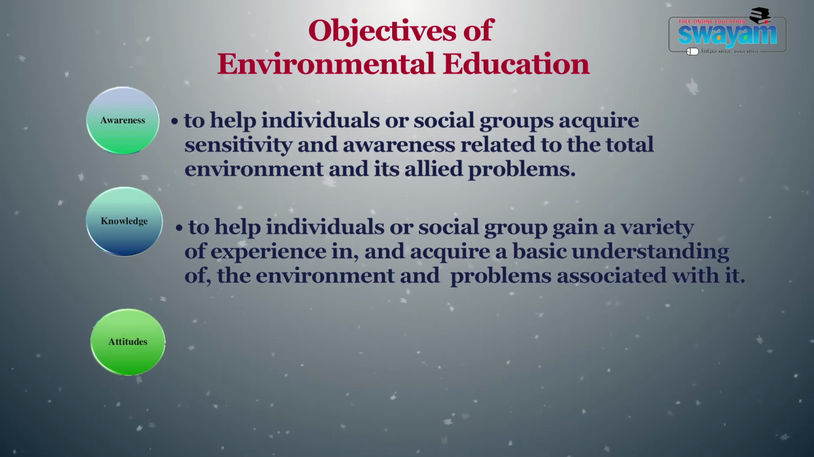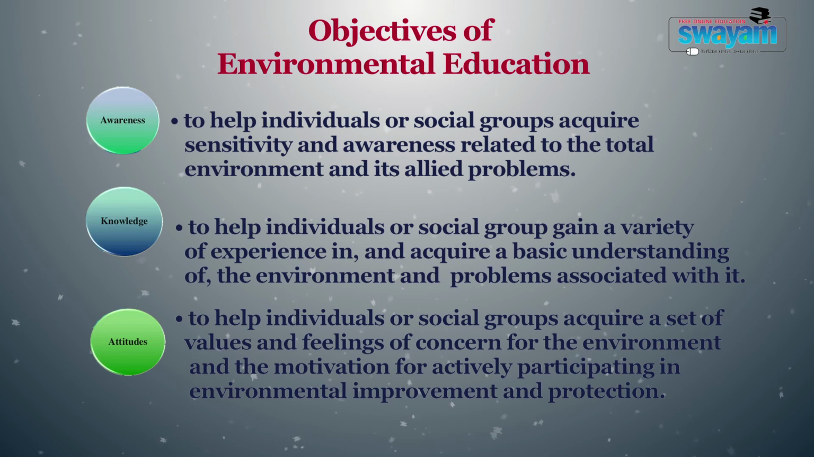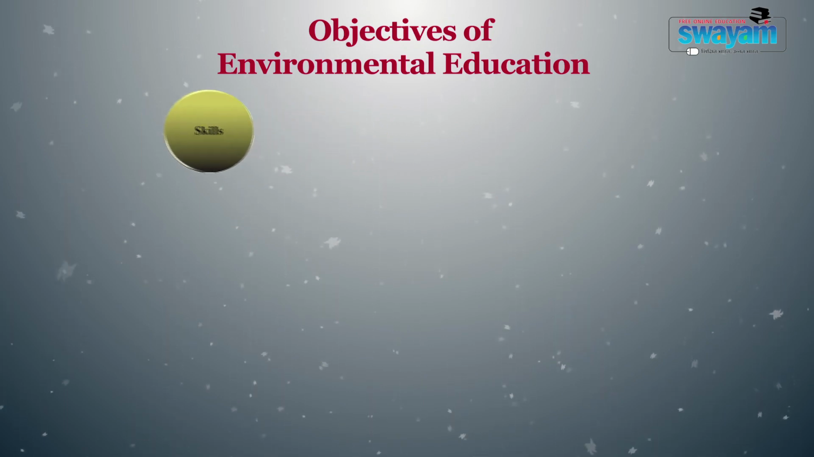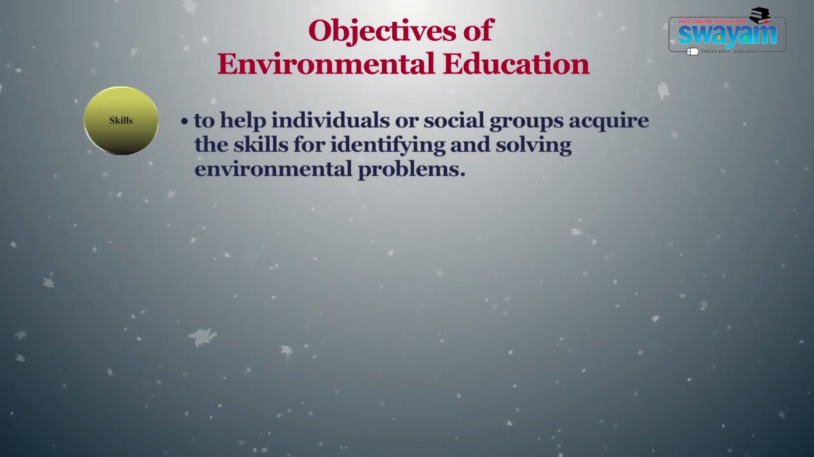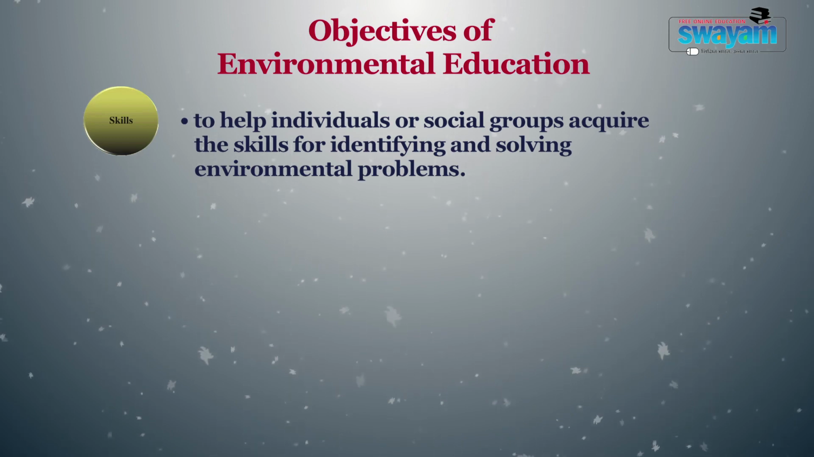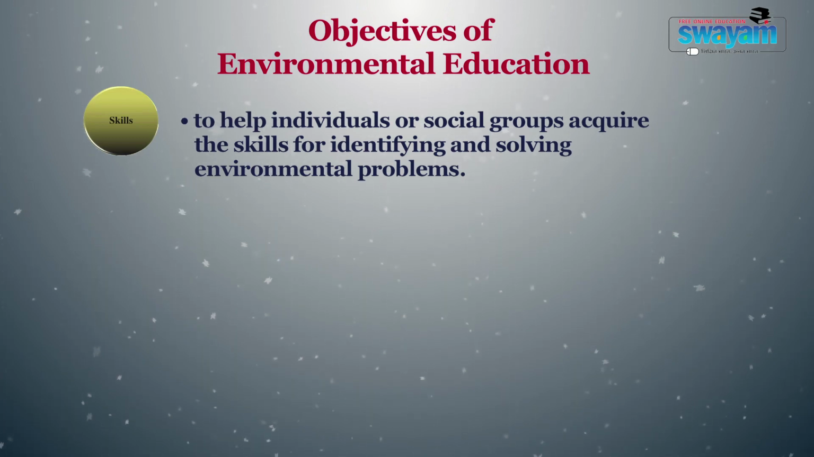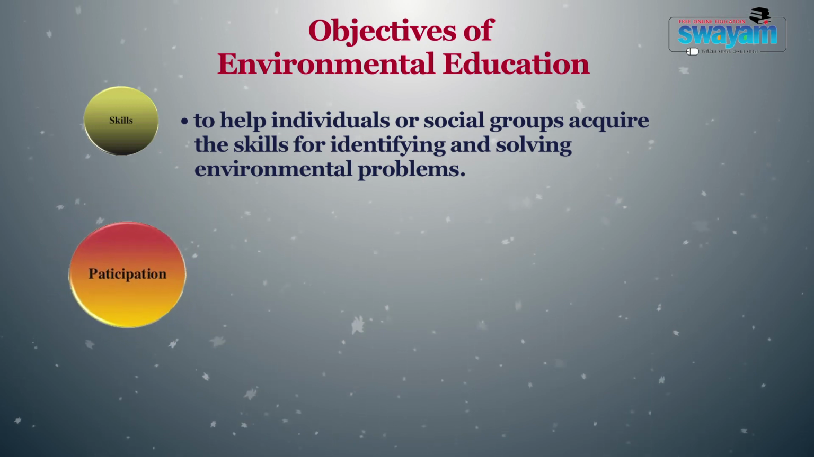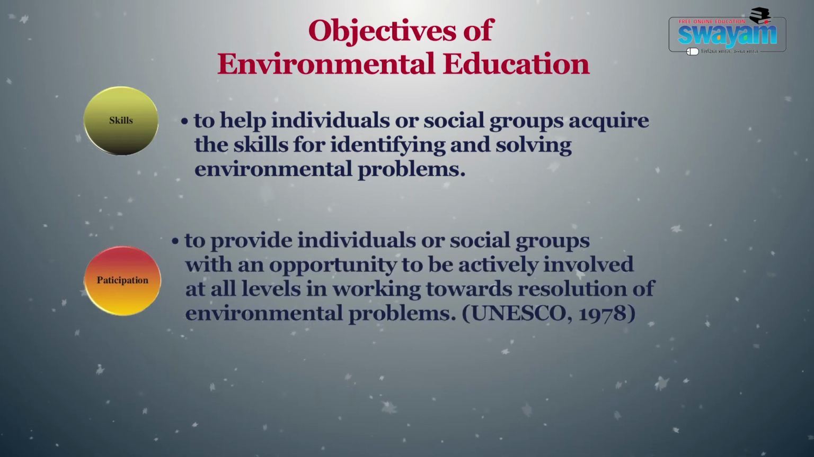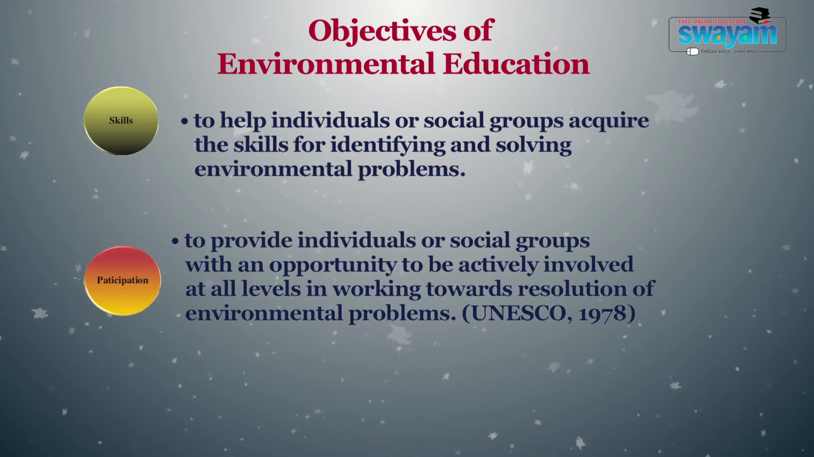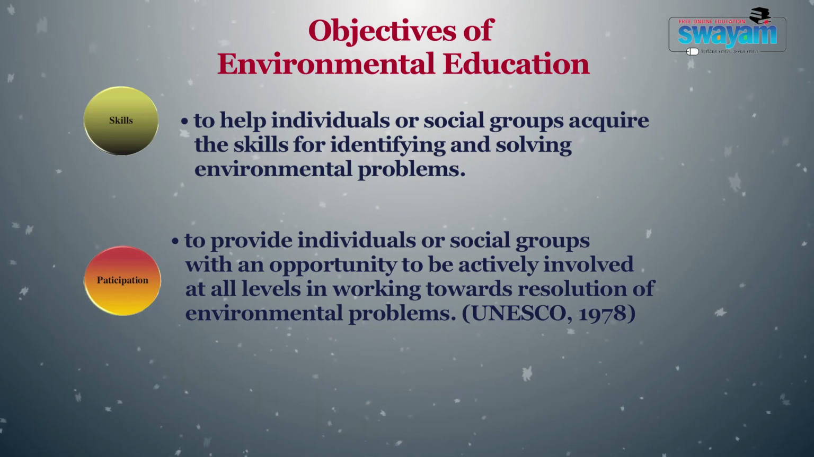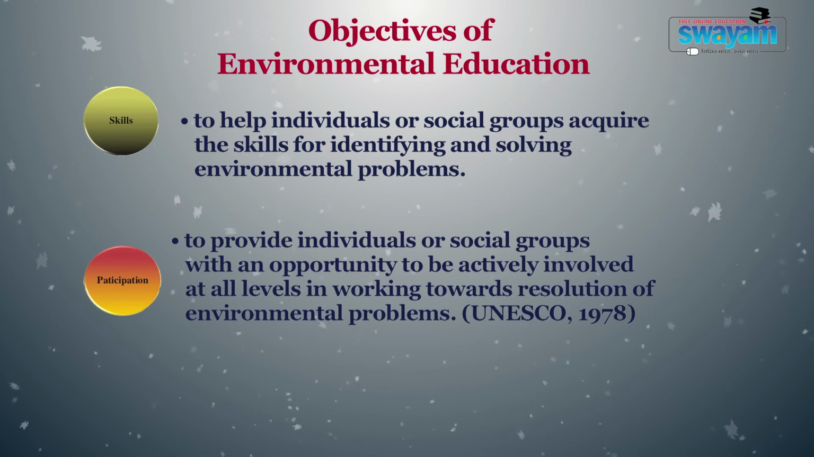Number 3, attitudes: to help individuals or social groups acquire a set of values and feelings of concern for the environment and the motivation for actively participating in environmental improvement and protection. Next, skills: to help individuals or social groups acquire the skills for identifying and solving environmental problems. Next, participation: to provide individuals or social groups with an opportunity to be actively involved at all levels in working towards resolution of environmental problems.